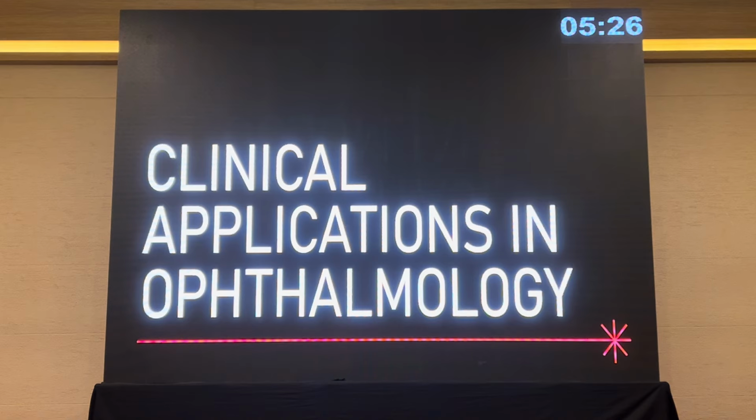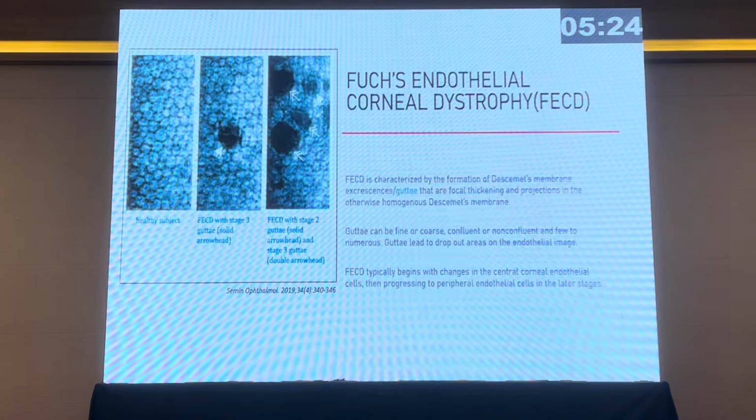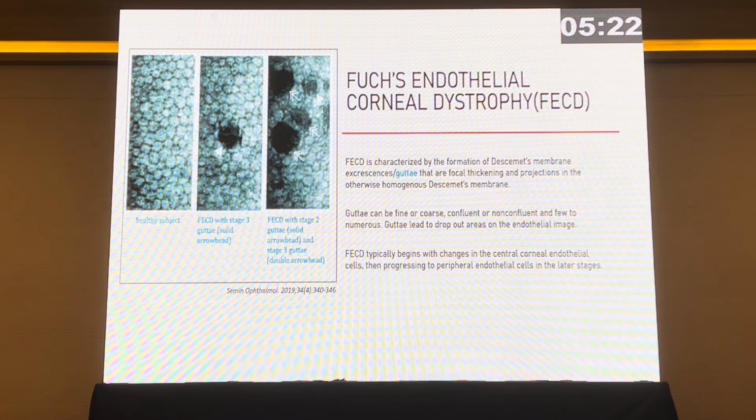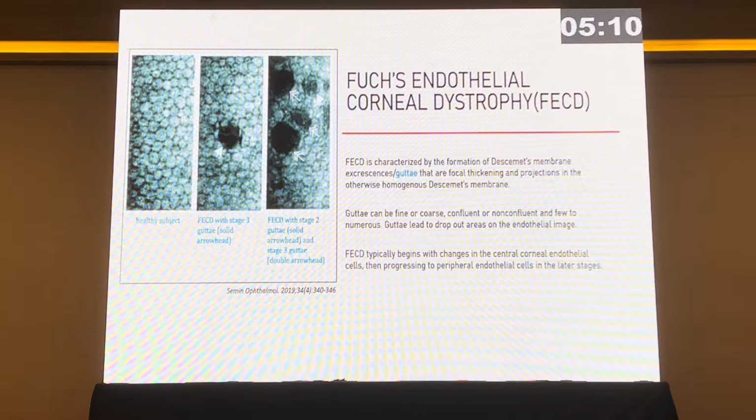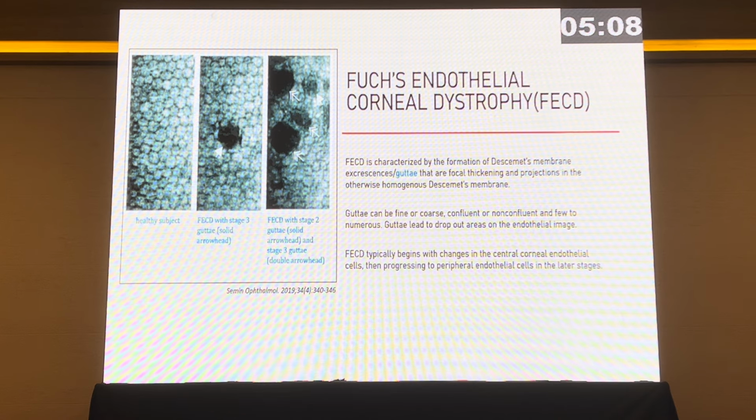Now, some of the clinical applications in ophthalmology. We all know that mostly we use the specular for Fuchs endothelial corneal dystrophy. It's very commonly picked up. The guttae are classically the formation of Descemet membrane excrescences, that is, the focal thickening and projections in the otherwise homogeneous Descemet membrane. You can see that is a stage 3 guttae and a stage 2 guttae. What happens in guttae is that it causes dropout areas in the endothelial image. And FECD usually begins with changes in the central cornea and then goes to the periphery.